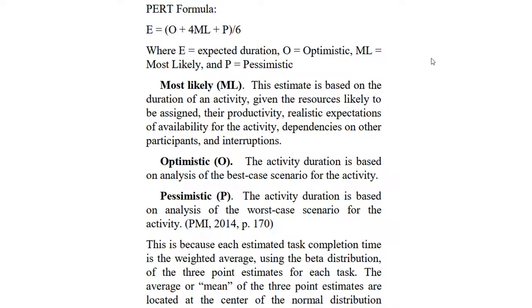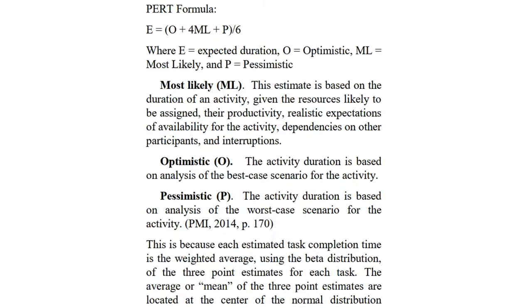The PERT formula, as I call it. There are different ways of labeling the most likely, the optimistic, and the pessimistic. You could call it best case, worst case, most likely, but the formula is the same. You take the optimistic, plus 4 times the most likely, plus the pessimistic, and you divide it by 6. This is known as the beta distribution. It's a special distribution that weights the most likely outcome a bit more heavily while still incorporating the worst case and the best case. This is a way to figure in uncertainty in your activity duration estimate.